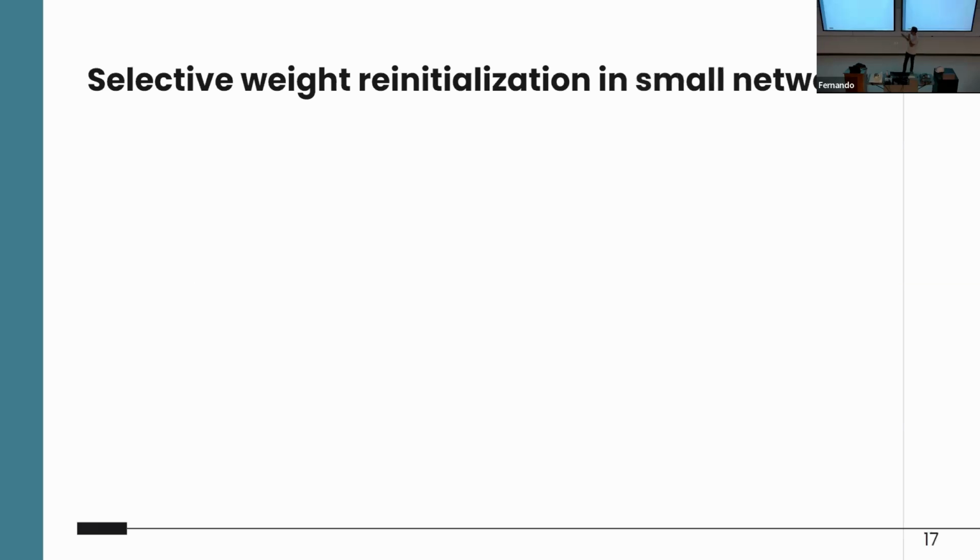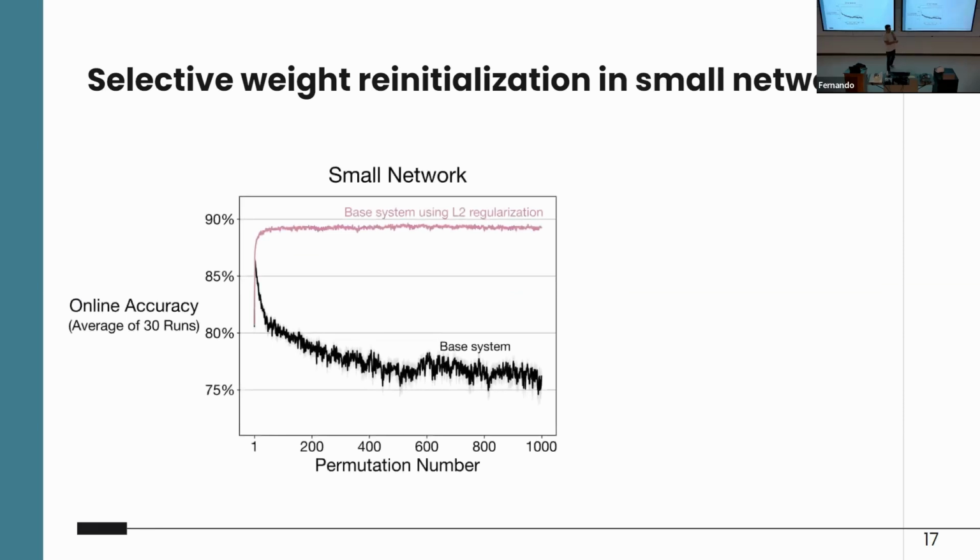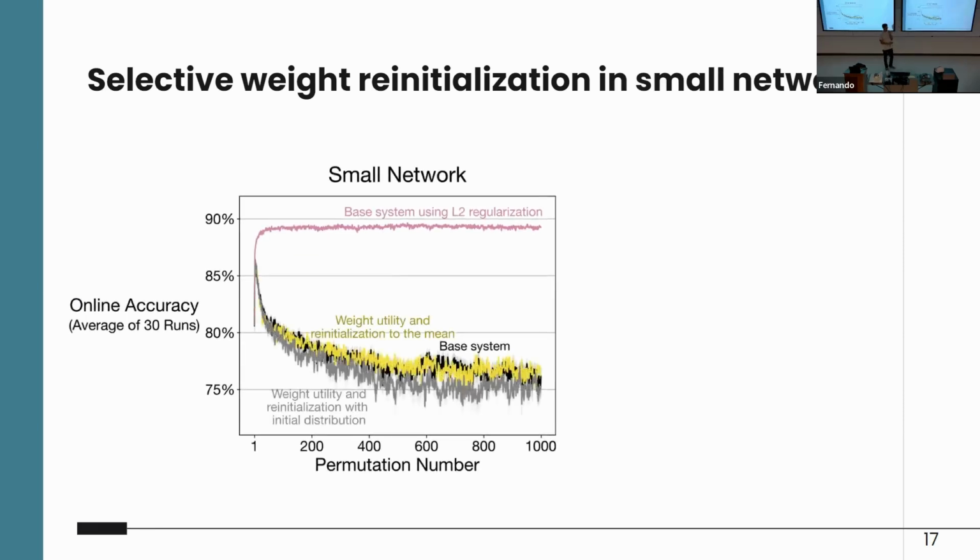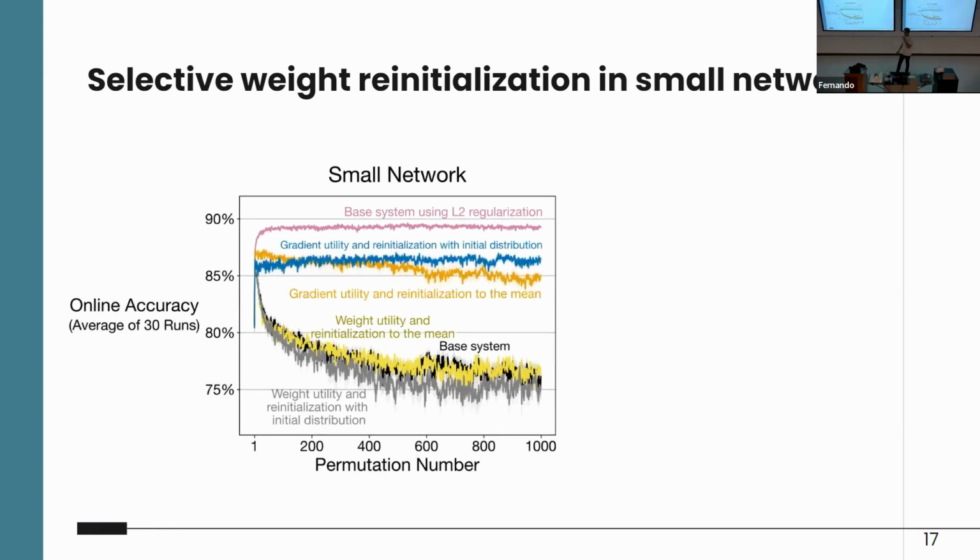Okay, so now let's look at the performance in the small network. Again, these are the lines that you already know and love. And here's the performance with weight utility. Again, not really doing much compared to the base system. And now here's the performance with gradient utility. Just as before, reinitializing weights with the initial distribution seems to maintain plasticity, whereas reinitializing weights to the mean seems to do well at the beginning, but then drops in performance over time.